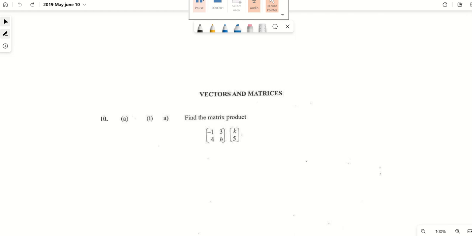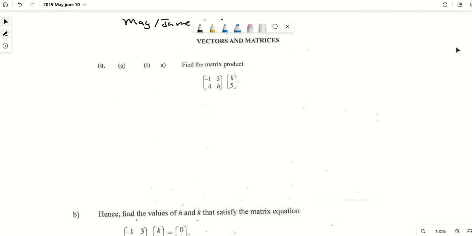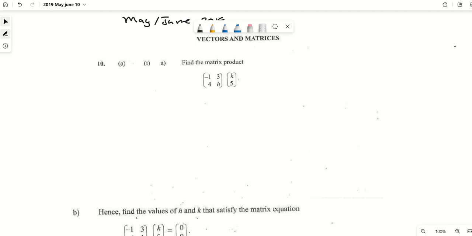Hi, good day all. So today we're going to do May/June 2019, Number 10, which is vectors and matrices. So the first question says, find the matrix product of this.